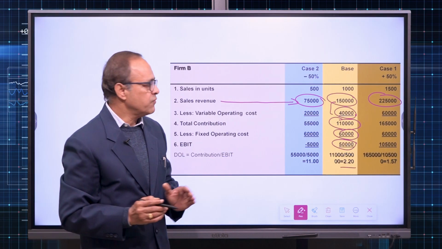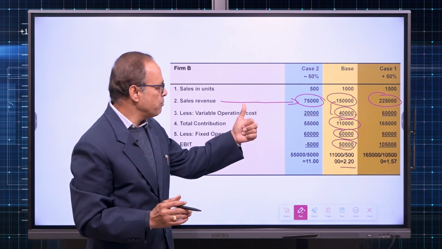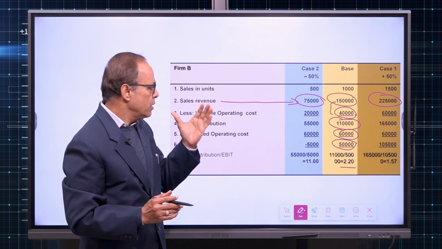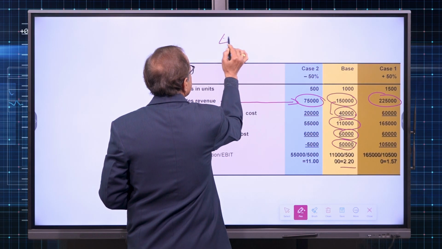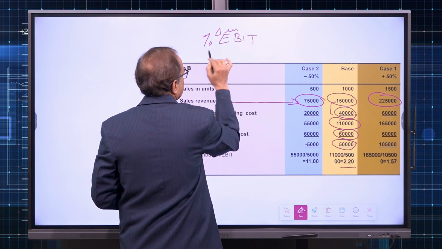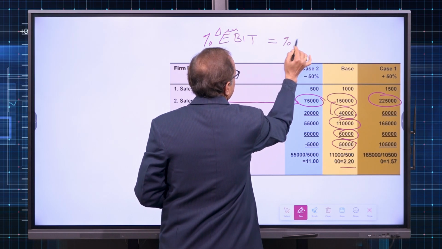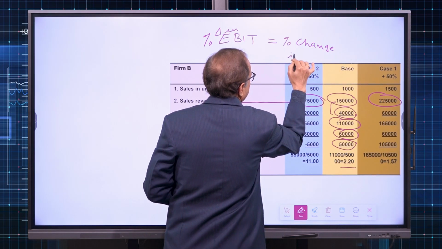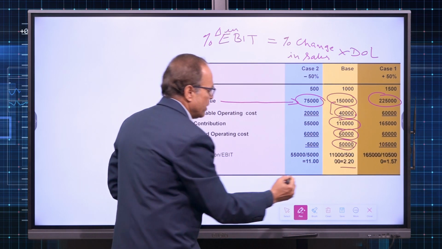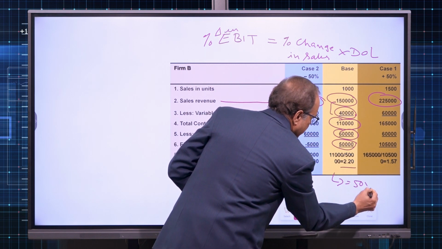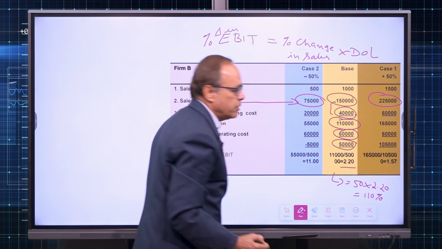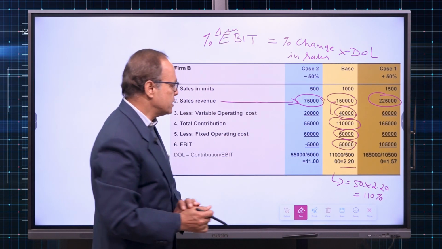This 2.2 signifies that for firm B, if sales changes by 1% from the base case, for every 1% change in sales, operating profit will change by 2.2%. And now, with that particular tool, you can see by how much percentage change will come in EBIT. So, delta percent in EBIT is equal to percentage change in sales, obviously sales volume, multiplied with DOL. So, if sales increases by 50%, so change is positive 50%, then your EBIT will change by 110%. And now, need not go for the detailed calculation, we can quickly verify.